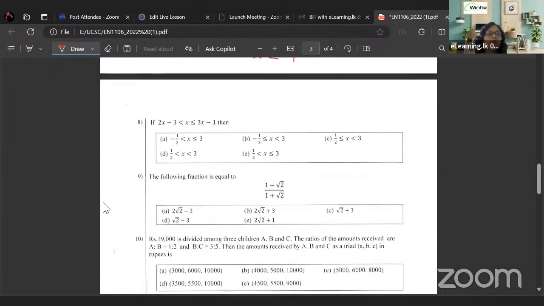Right, now we will move to question number 8. Try to solve this inequality by yourself.